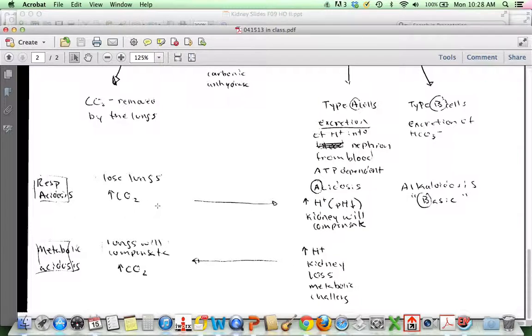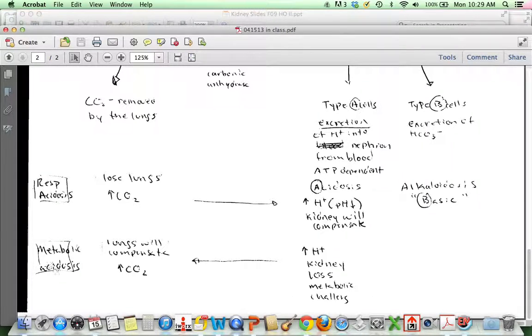In respiratory acidosis, if we lose some functioning of our lungs, then we're going to have an elevation of our CO2 levels in our blood because we can't breathe it off like we normally would. That in turn is going to cause an elevation of the number of protons we have, or a drop in our pH. Keep that straight, don't get those mixed up. And our kidney will compensate for this excess of protons. This is when our A cells would be really active, trying to clear out the protons that we have.